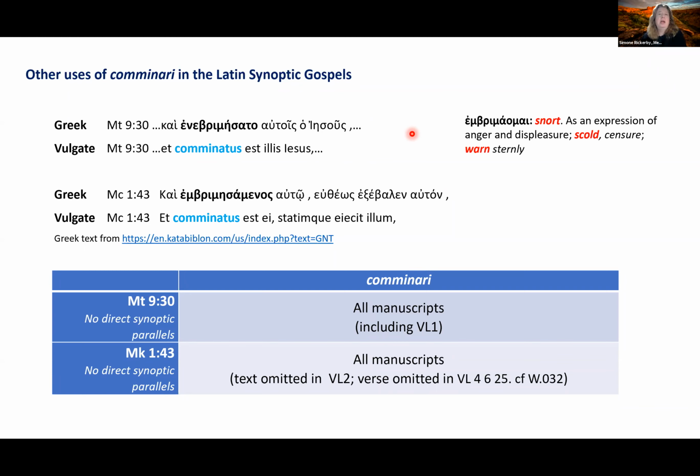So there is no variation in K or E if we have them, or A. So for Matthew 9:30, we have all manuscripts, including K, and where K is, we often do not have E, so we don't have E there. But in Mark 1:43, with possible influence from Washingtonensis, there have been omissions. So we find that E and VL2 and VL4 and VL6 and VL25 actually omit the relevant part of the verse here.